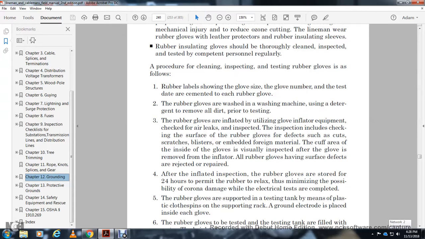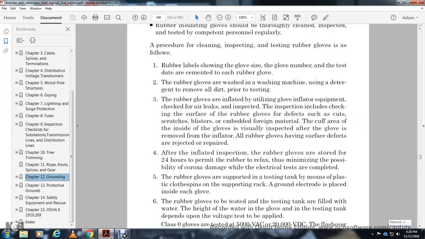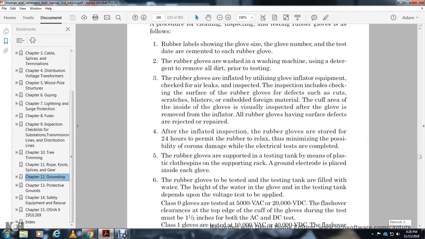After the inflated inspection, rubber gloves are stored for a 24-hour period to allow the rubber to relax, minimizing the possible damage while the electrical test is completed. The rubber gloves are supported in the testing tank by means of plastic clothespins on a supporting rack. A ground electrode is placed inside each glove. The rubber glove is tested in the testing tank, which is filled with water to the same height as the water in the glove.